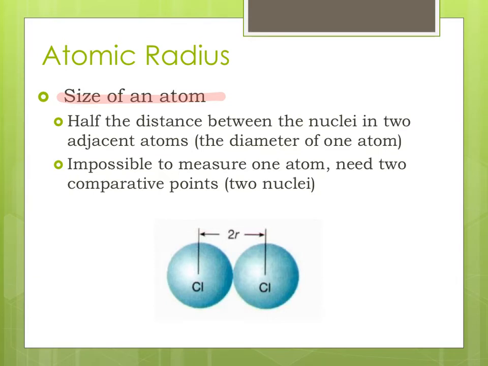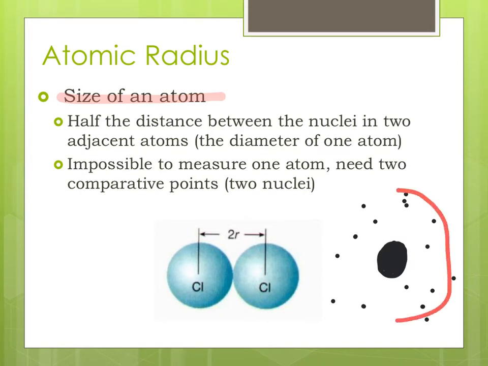So if you remember anything from last unit, we know that atoms have a nucleus, and in the nucleus we have the protons and we have the neutrons. And then outside of that nucleus, we have electrons that are scattered and moving around that nucleus. So you might be thinking to yourself, well, how can we determine the size of an atom if we don't really know where that outer edge is?